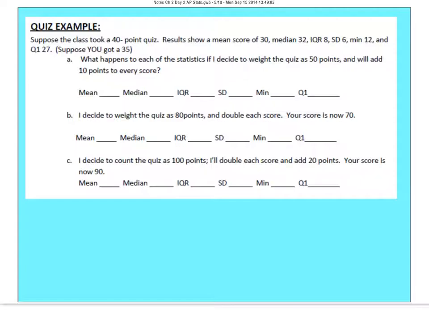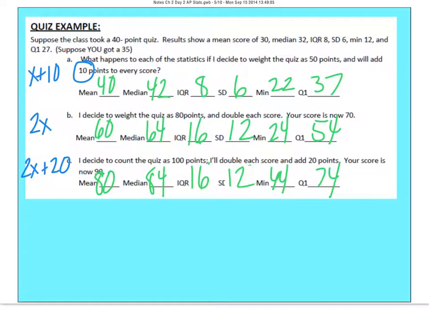Part B, I decide the weight of the score is 80 points, so I double. So this is going to be 2x. And then part C, I decide to cut the quiz as 100 points, so I double each score and I add 20. So I'm going to double each score and then add 20. Take a moment, see if you can write down the final statistics for each of these scenarios. Then you can go ahead and check your answers.